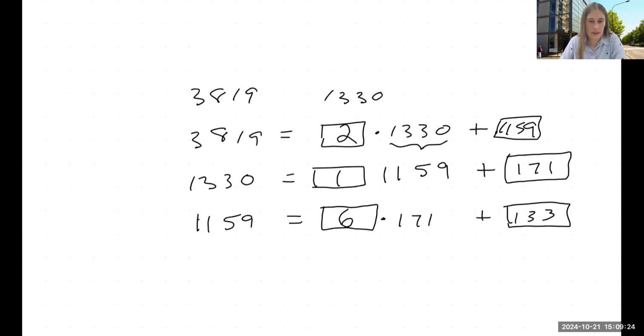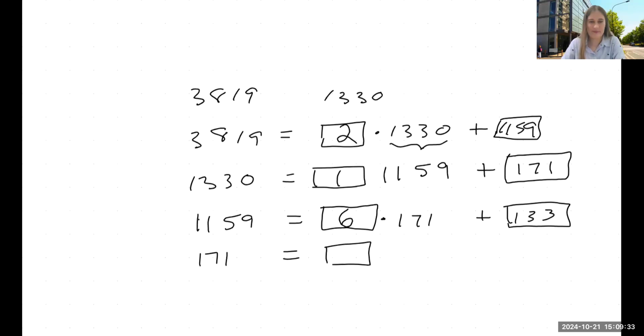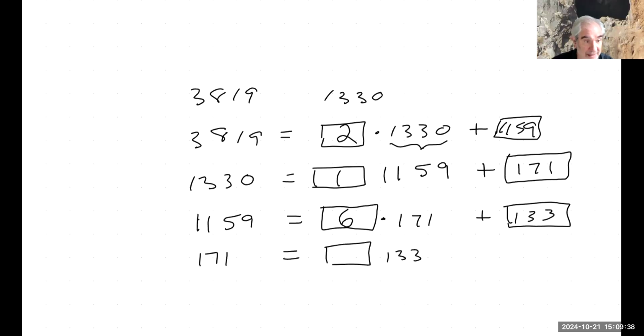So what's the next one here? We need 171 because that's the bigger number. 171 here equals, again, something times the 133. And that looks like 1 to me. It is. So that's 1 here plus, and then what's that going to be? I'm going to try with 30. Oh man, 38. It is 38. Well done.